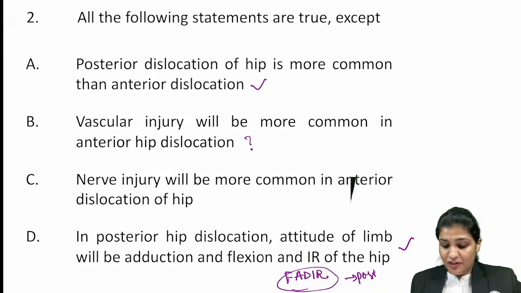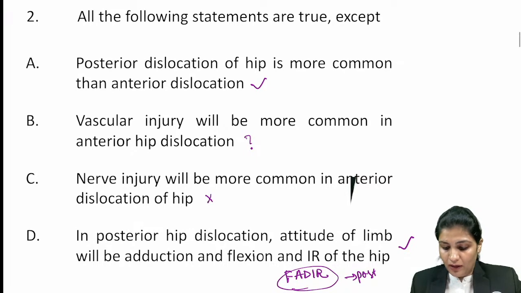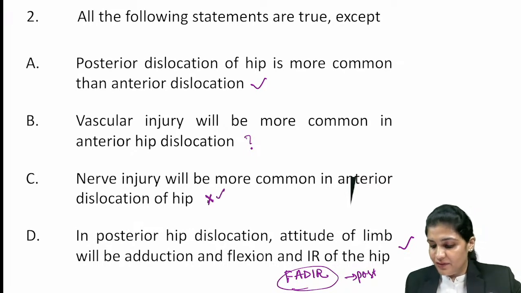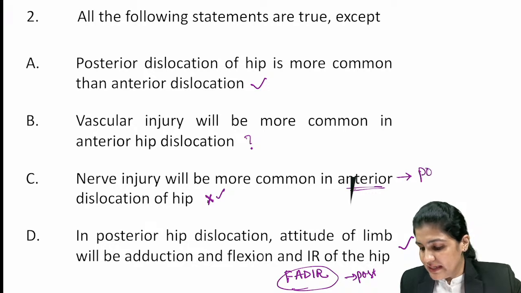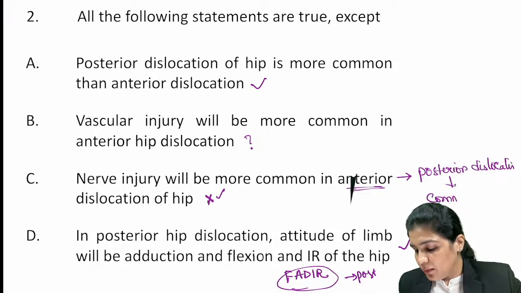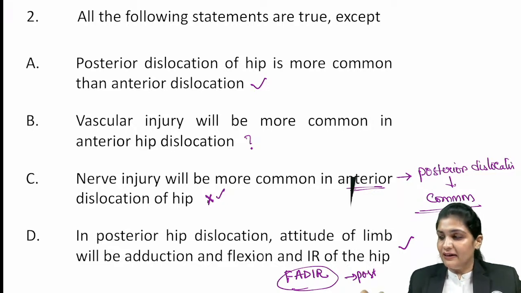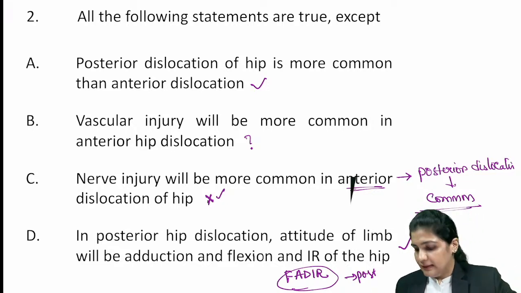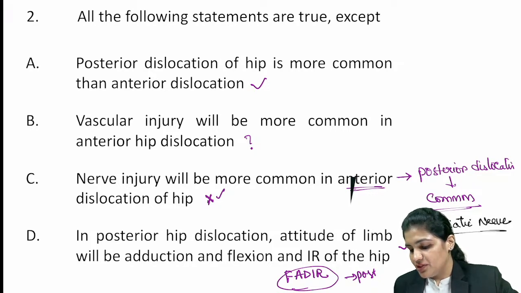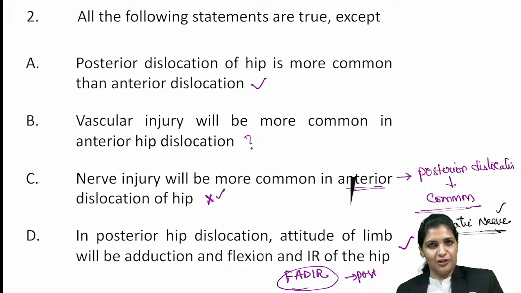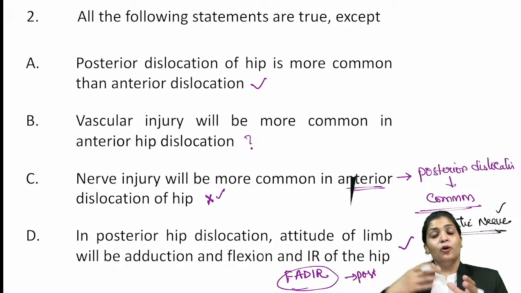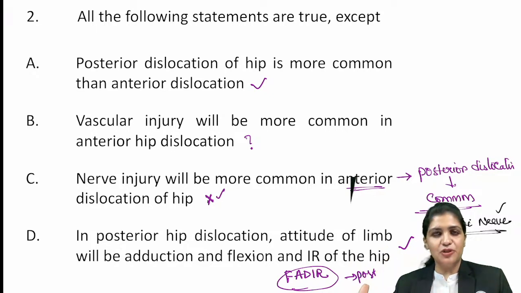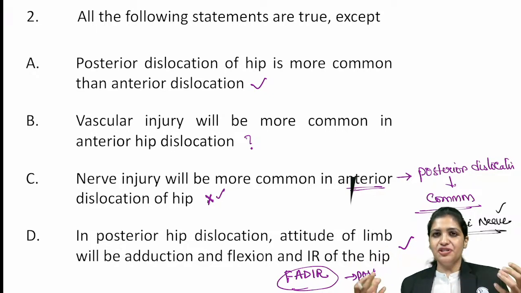So nerve injury in case of anterior dislocation is not very common, right? In case of posterior dislocation, there will be an injury to the nerve, and this is a very common nerve injury. And what is this nerve which is most commonly involved? Quickly. This is your sciatic nerve, which is involved in case of posterior dislocation of hip. Whenever there is a dislocation of hip onto the posterior aspect, the sciatic nerve gets injured, and the patient presents with sciatic nerve palsy.